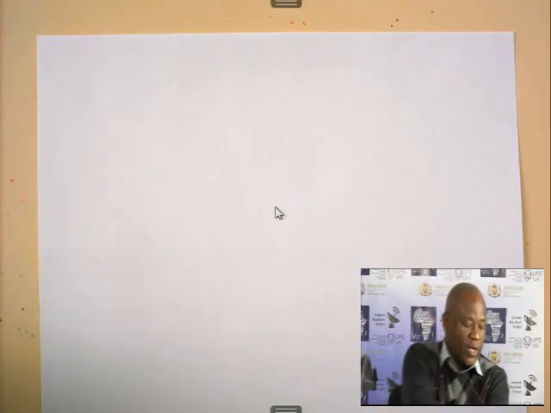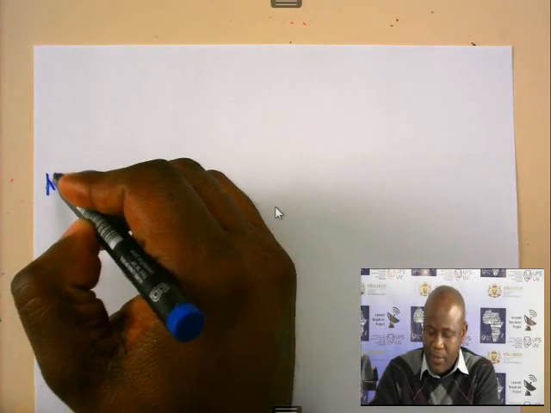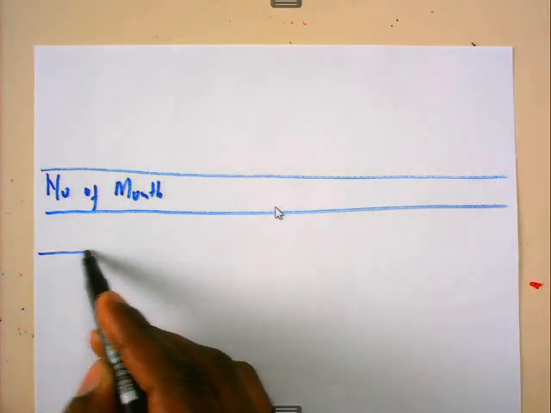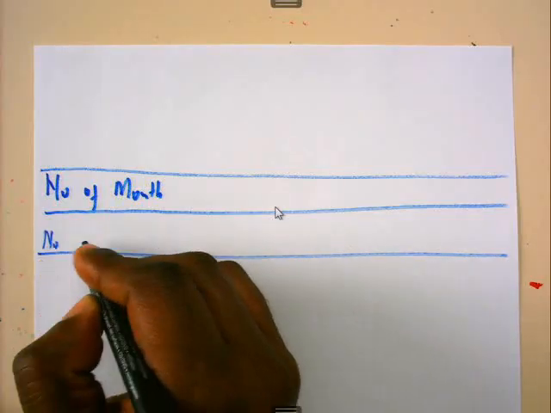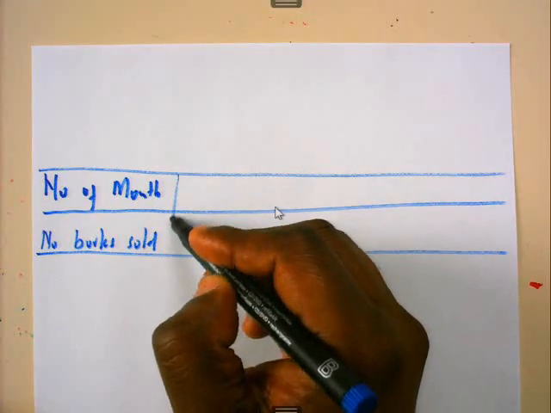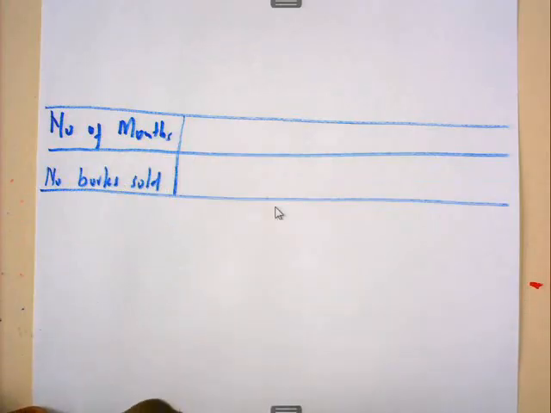I will give you a set of data. Maybe we can all share here as we draw it. I will give you your own exercise to do in future. For now, let's look at this set of data, all of us. Let's say the set of data we have is this one. Here, I'll just make a table. Number of months. We'll write number of months there. And the other row is number of books sold.